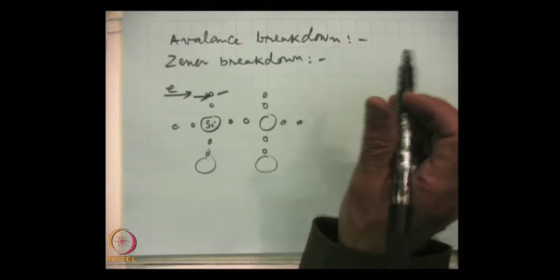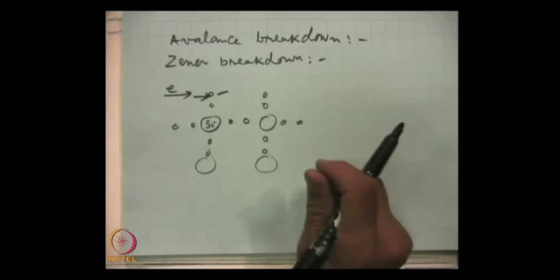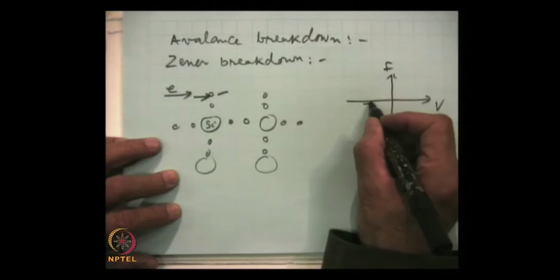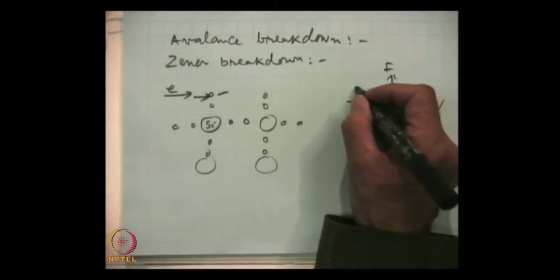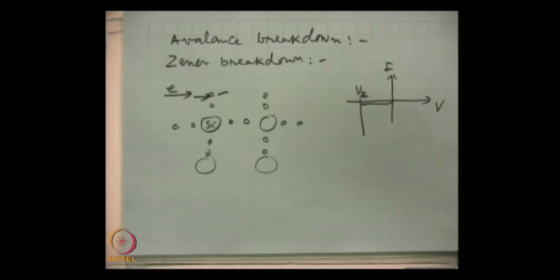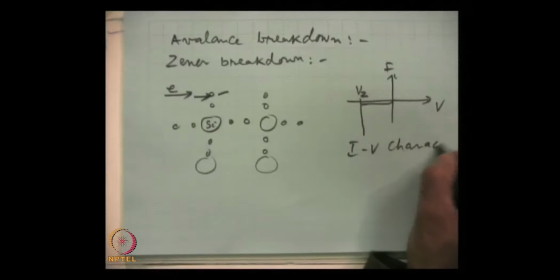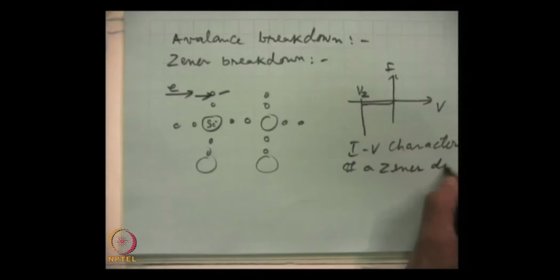Normally, for a PN diode, this breakdown is very gradual, but by proper doping and proper design of the PN junction, we can make the breakdown occur very sharply. So, here this is V, this is I, this is the reverse saturation current, and then breakdown occurs at a well defined voltage which is known as the Zener breakdown voltage. Now, these are the I-V characteristics of what we call a Zener diode.